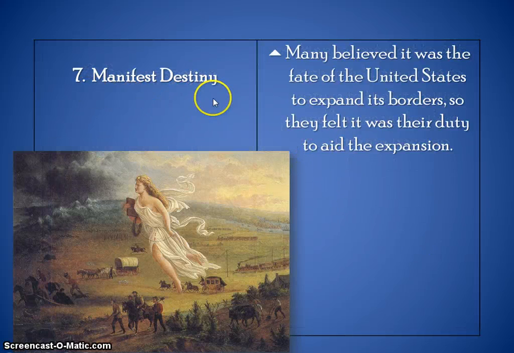Of course, Manifest Destiny, and we talked about this in class. Of course, many believed it was the fate of the United States to expand its borders, so they felt it was their duty to aid the expansion. It was their job, their fate, to expand to the west. And you'll have to answer this yourself. Is this a push factor or a pull factor?